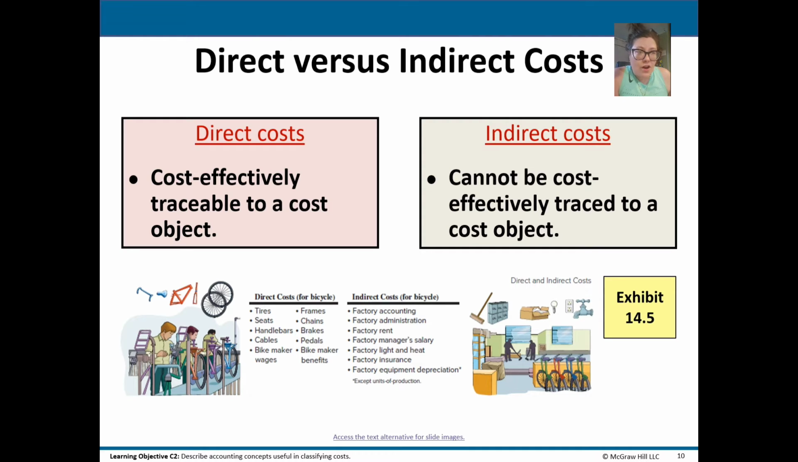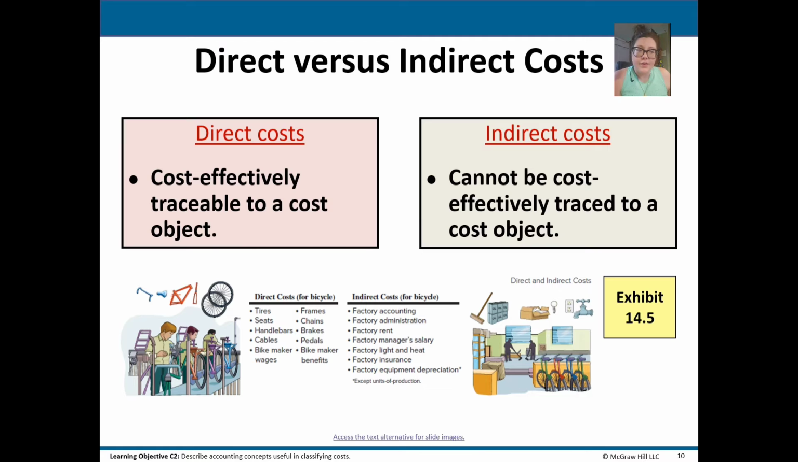Whereas indirect costs cannot be cost effectively traced to a single cost object. So this would be things that you would maybe consider like overhead. So things like salary for the manufacturing supervisor, or the wages of a maintenance department who cleans the whole factory. Those costs you can't tie specifically to one piece of inventory that was made, for example.